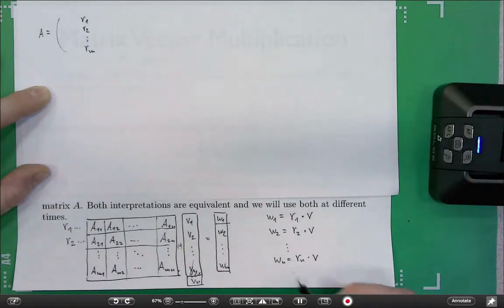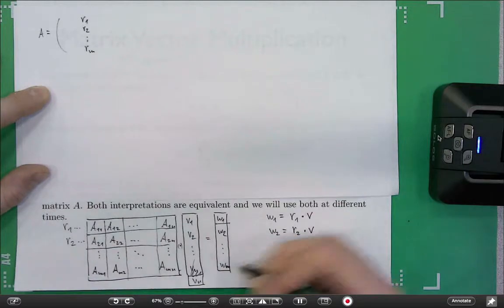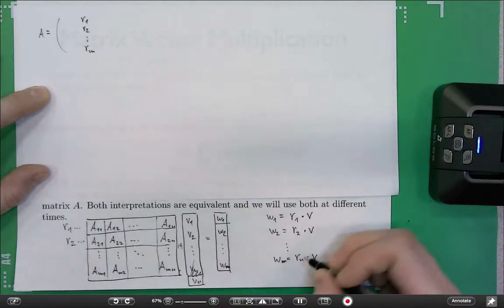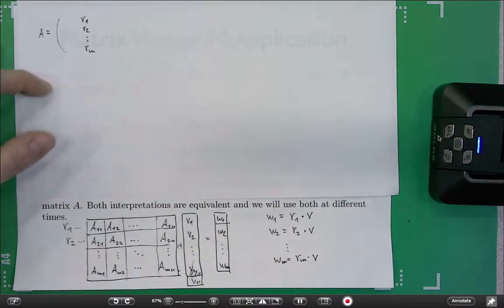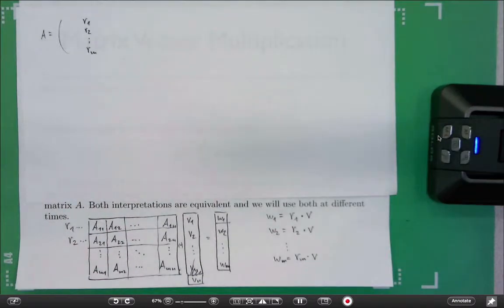Ooh, look, I made a mistake here, right? This should be m, and this should also be m, and this should be m, right? Let's get this right. That's probably the only thing that can go wrong in linear algebra. It was m rows and n columns.